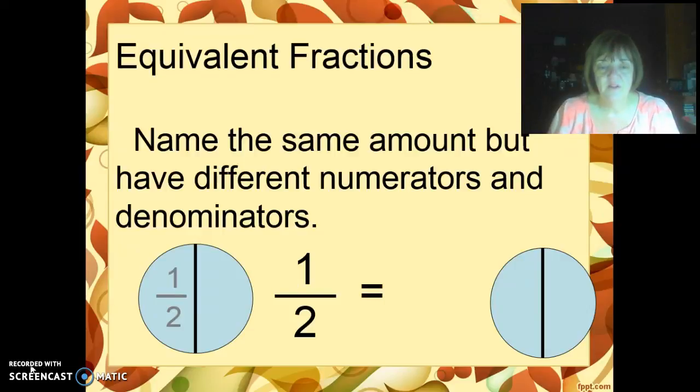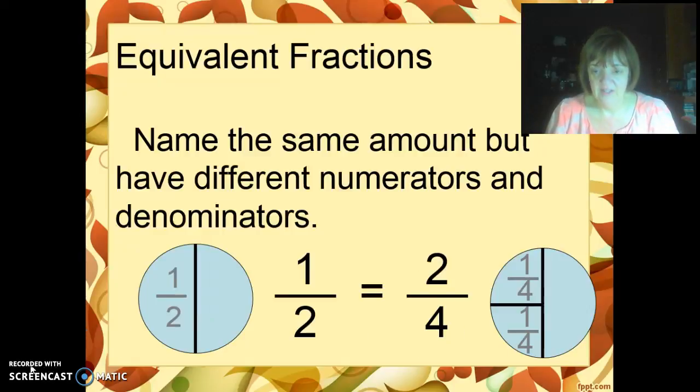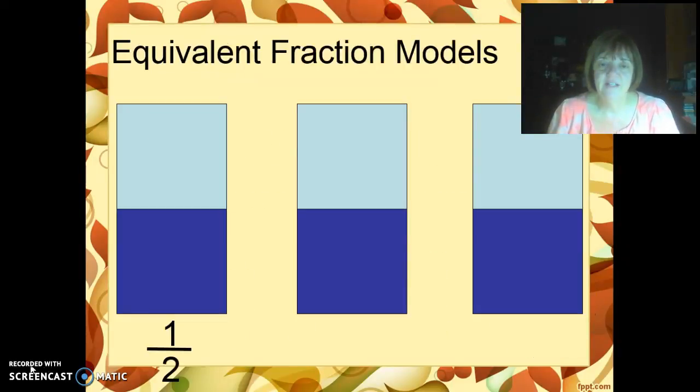And here's an example. We're going to take that circle, cut it in half. We're going to turn it into 2/4. Watch this. Notice I've got two 1/4 sections of this circle. Okay, 2 1/4 is 2/4. It's the same exact amount as the 1/2. Let me show you again in another way.